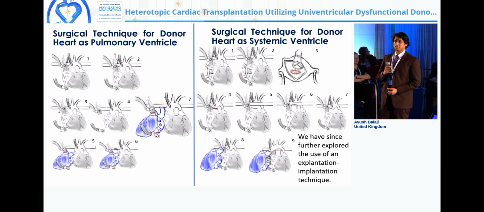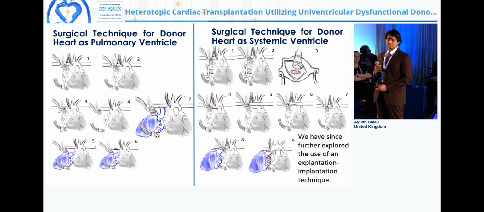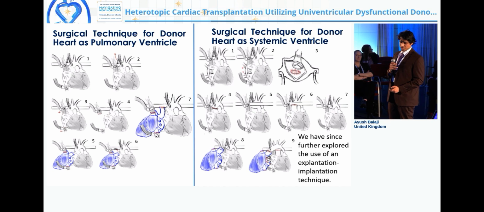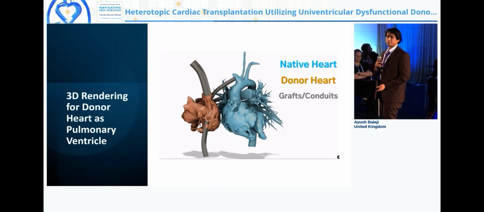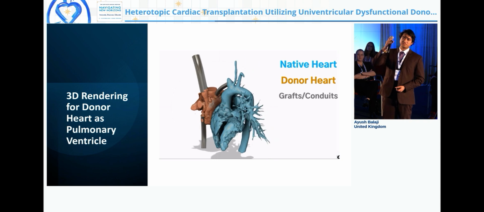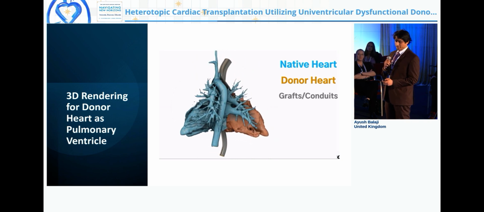Here's a drawing of the techniques. And in terms of the left side, we've also explored the use of an explantation implant technique where we implant the donor heart in a dextrocardiac position. So here's a 3D rendering of the donor heart as a pulmonary ventricle. As you can see, there's been a cavo anastomosis, as well as a shunt to perfuse the coronaries.